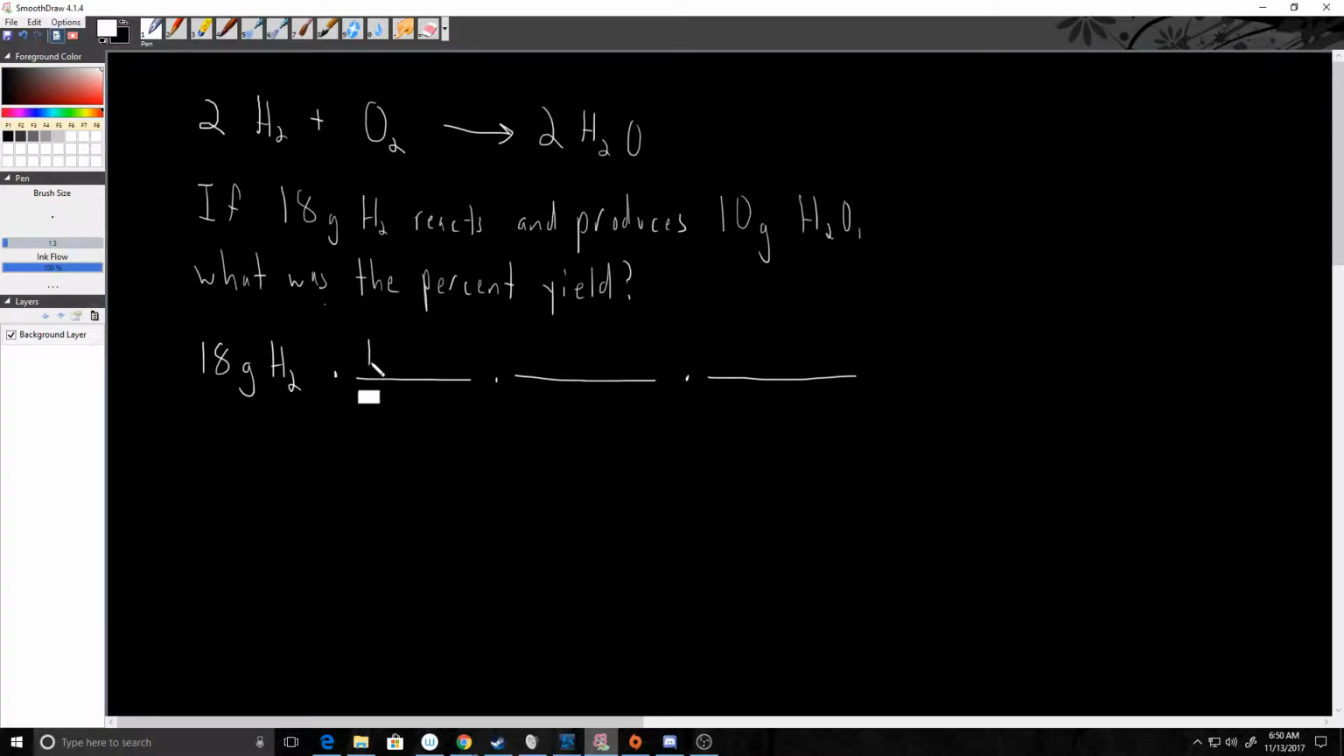My first one will be 1 mole of H2 over the molar mass, which we said already was 2 grams. The next one is the mole-to-mole conversion. Moles of H2 goes on the bottom, so 2 moles H2, and 2 moles H2O goes on top. Now the last one is 1 mole of H2O on the bottom, and then the molar mass of H2O up top, and that's 18 grams.